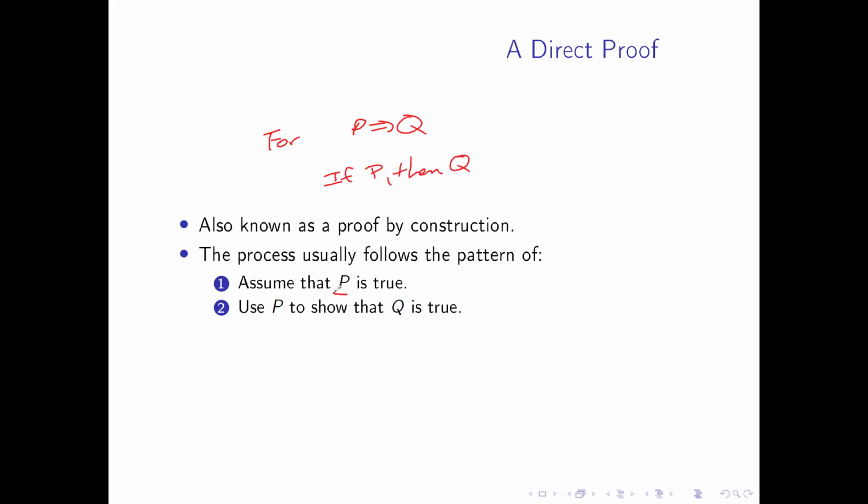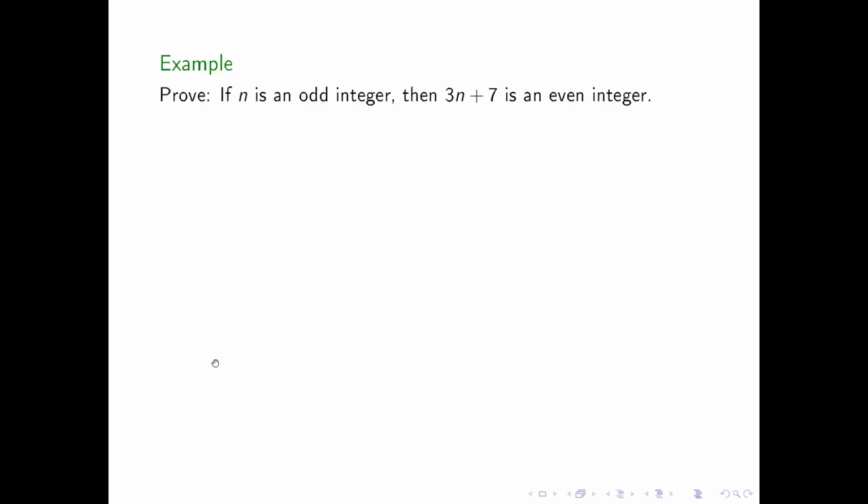So we start by assuming that P is true, and we want to show, based on that fact, that Q is then true. We have to somehow connect the dots from there. This is a really important proof, and it's common. It's the most basic proof that we often talk about, besides the counterexample proof. Let me show you an example. Let's suppose that n is an odd integer. I want to show then that 3n plus 7 is an even integer.